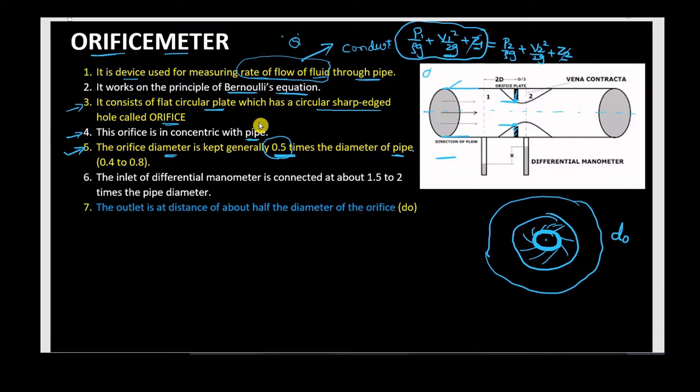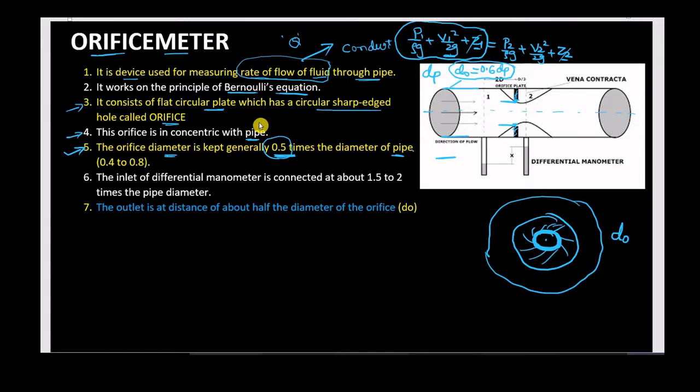For example, diameter of the pipe is Dp and diameter of the orifice Do is equal to 0.6 times the diameter of the pipe, and this may be used for calculating the diameter or area in the numericals. Keep in mind, okay, if the diameter of the orifice is not given and the diameter of the pipe is known, use this formula and calculate the diameter or area of the orifice. That is point number 5.